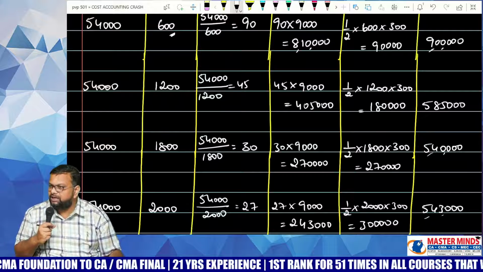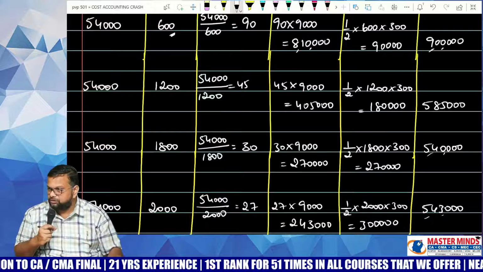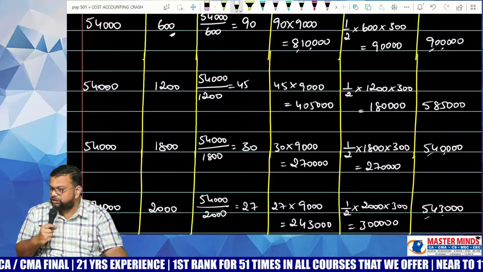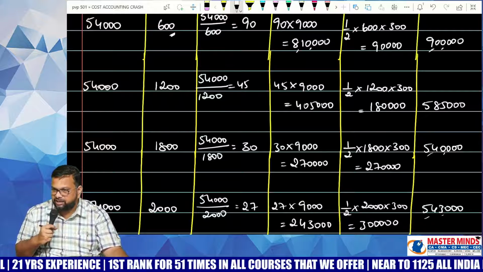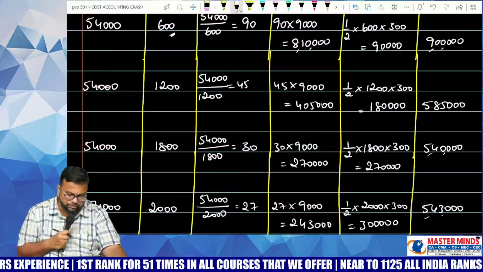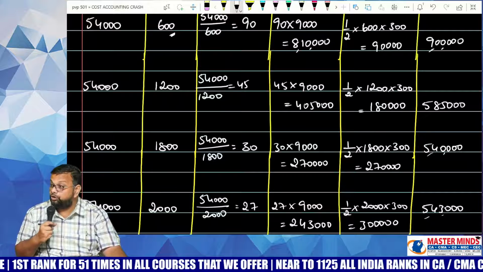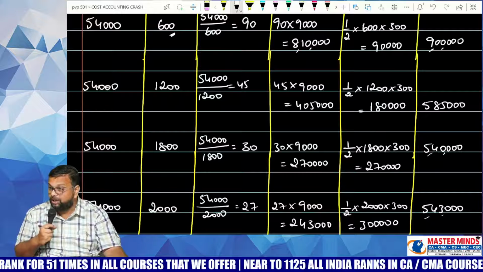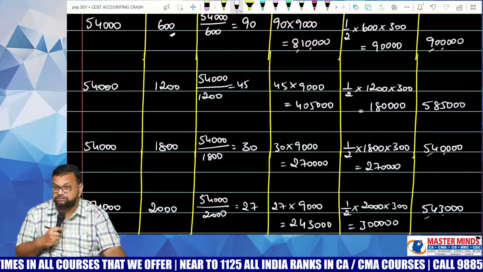What is the objective of the trial and error method? To find the size where additional cost is minimum. So you can clearly see here the additional cost is minimum at which order size? 1800. Is that the only feature that you have observed, or have you observed any other feature there? Both the total ordering cost and total carrying cost are one and the same. That is one more feature.